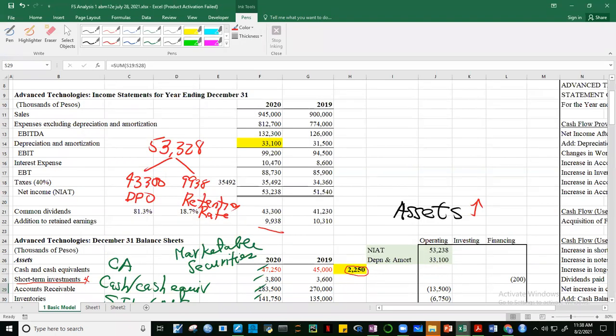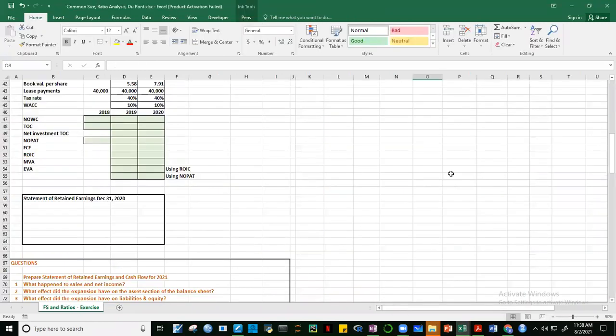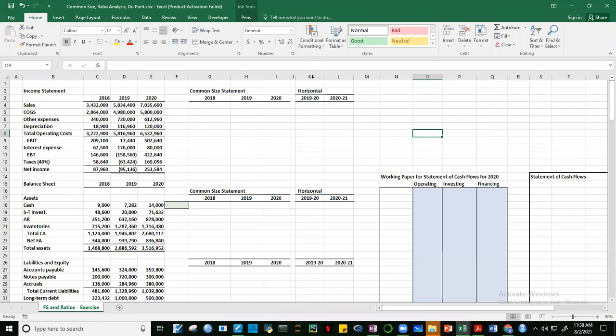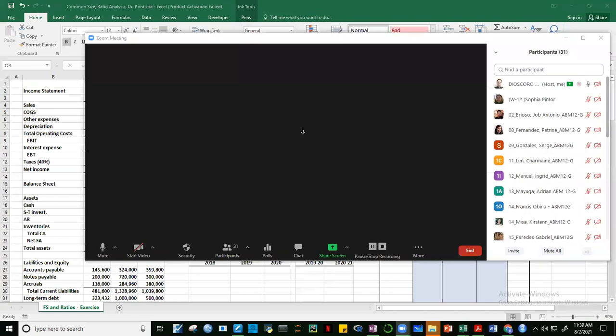Okay. We go to the next worksheet. Kindly open that. And we have here common size, ratio analysis, and Dupont analysis. I hope it's available already. I'll give you a few seconds to make sure you have a copy and that you have downloaded the copy.